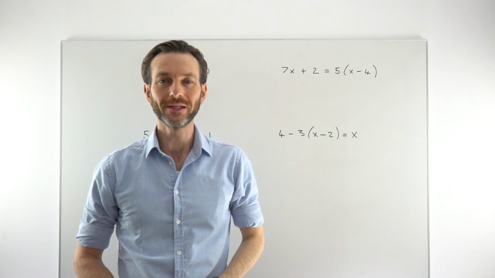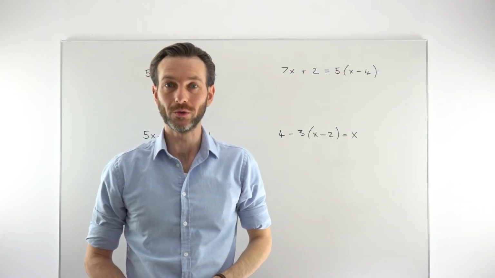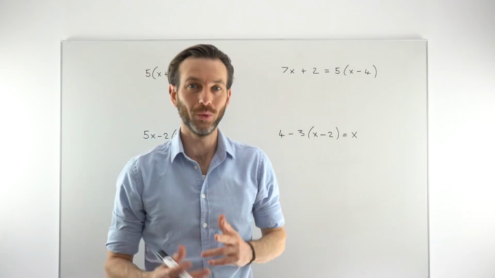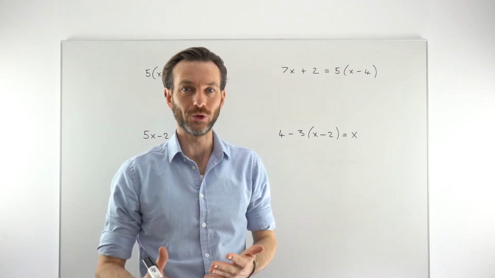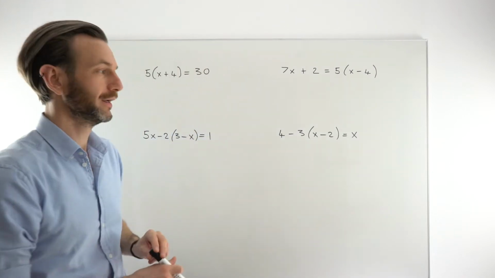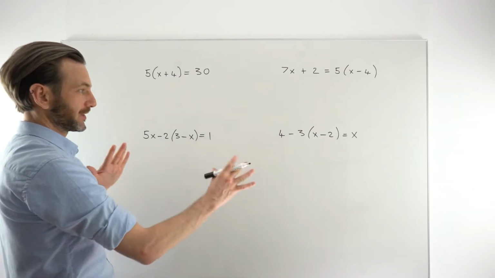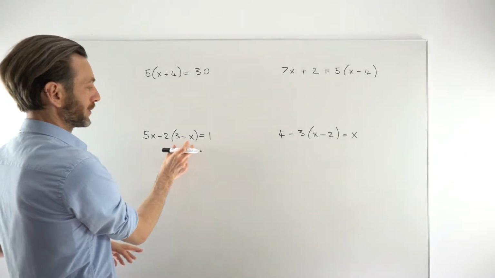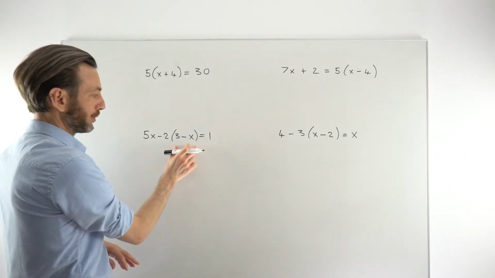In this class, we're going to take a look at how you solve linear equations which have got brackets in them. Once you've done a few linear equations, once you've got going with that topic, it won't be very long before you'll start to see variations. And one of the first variations will be equations that have got brackets in them.